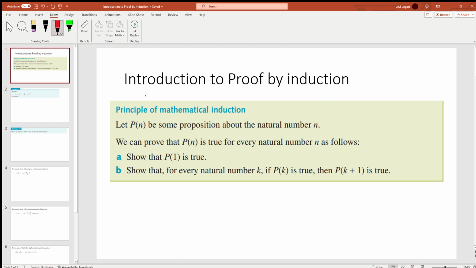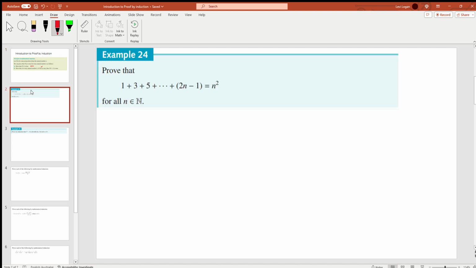What they have is: let p of n be some proposition about the natural number n. We can prove that p of n is true for every natural number as follows. Step 1, prove that n equals 1 is true, and then show that if p of k is true, then it's true for the number after k, which is k plus 1. It's a bit of a weird step how they've written it here. It's much better to see it in action straight away. So we're going to get into a basic example of proof by induction.